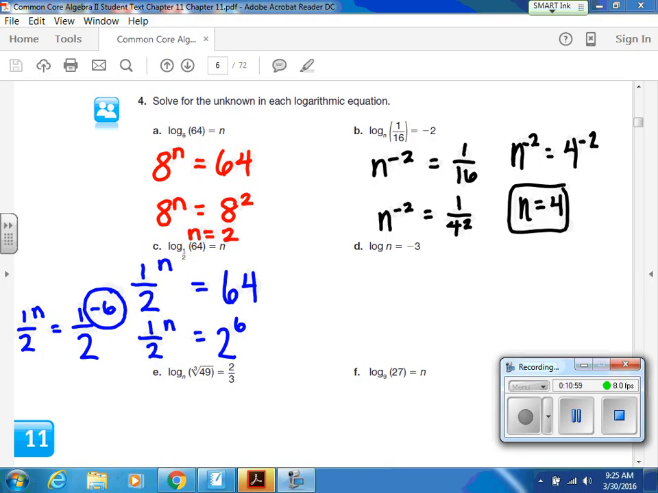Does anybody need a form to check out a calculator, by the way, before we get to those? So I need 3, 4 forms, 5, 6. Okay, let me write that down. You might have to come back after the first period.